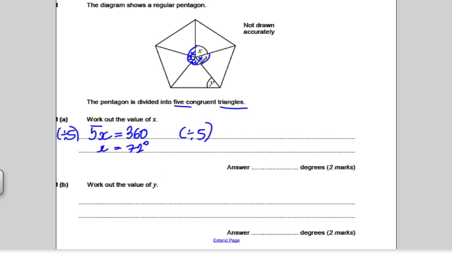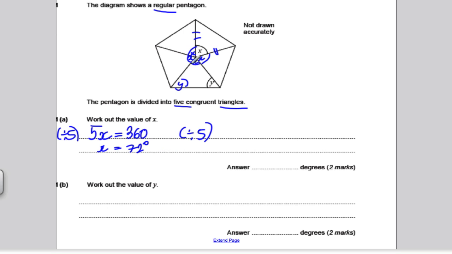Now, we know that this is a regular pentagon, and each of these angles has been divided up equally into 72, 72, 72, 72, 72, etc. We also know that these sides must be the same. So we've effectively got an isosceles triangle in each one. So to get y, well, that one also must be y.